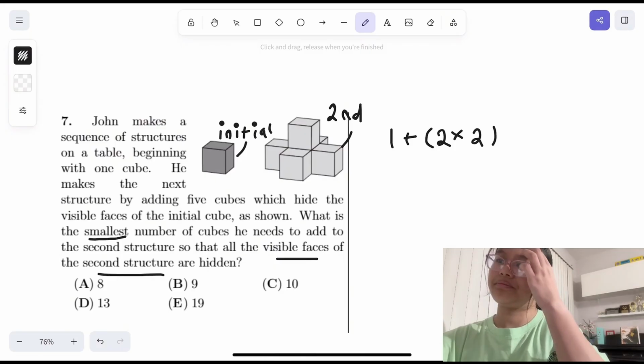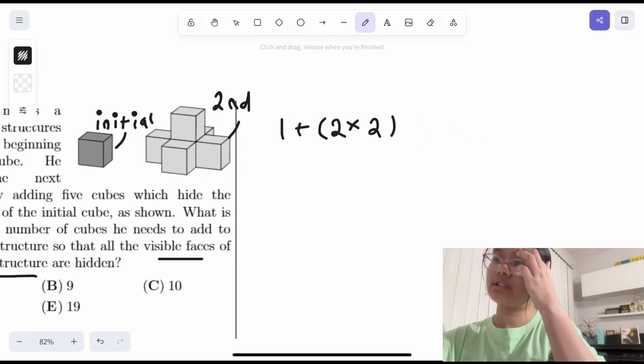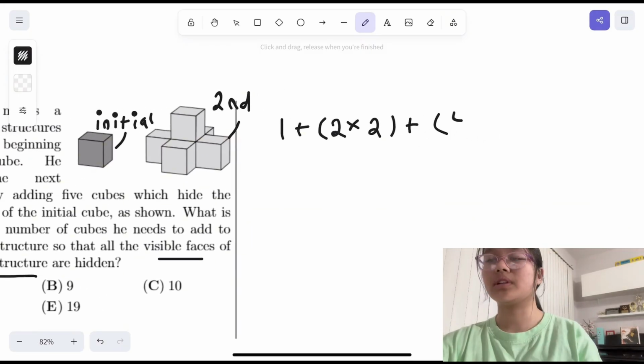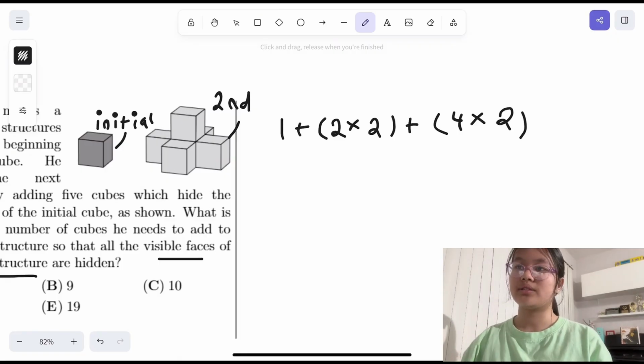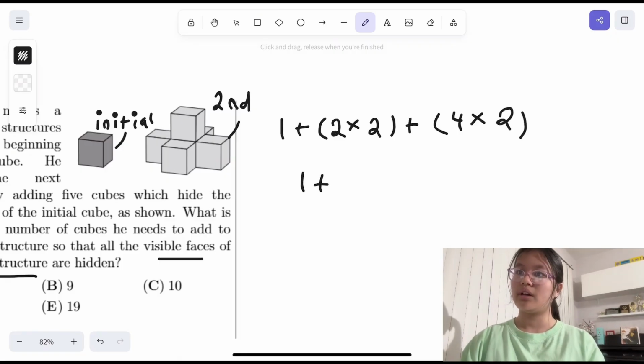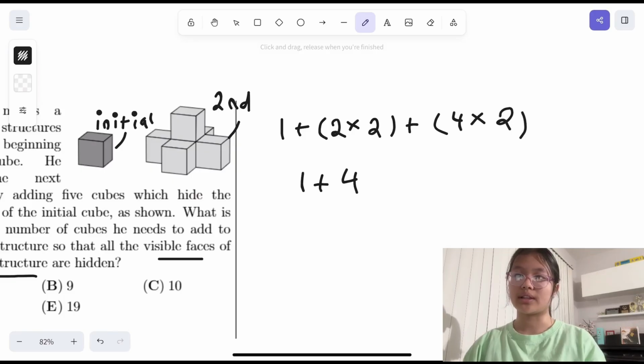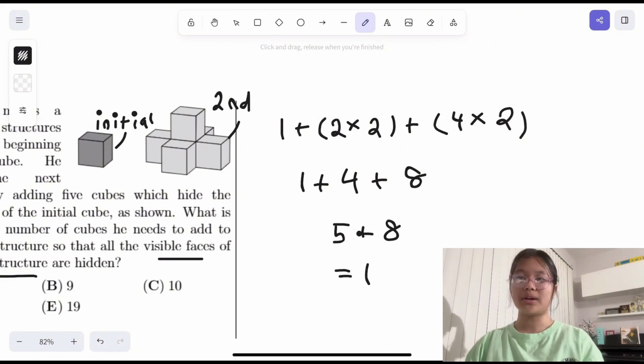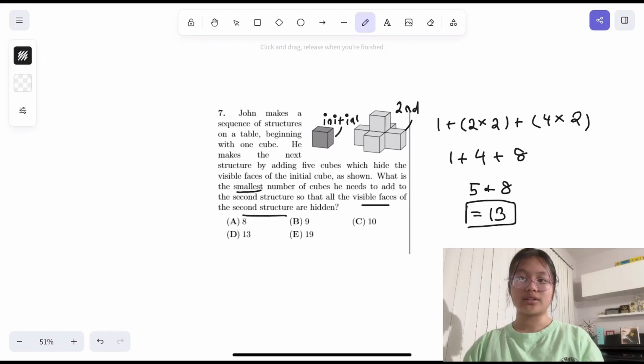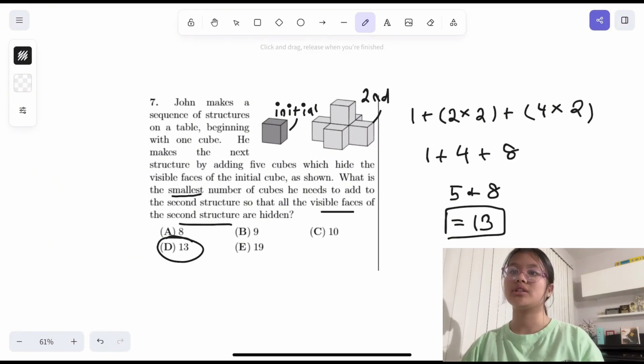And then we are going to add 2 times 2 since we are covering 4 from the bottom. And then we're going to cover 8 cubes on the level of the table. And to do that, each cube has to have 2 rotations of the initial cube. So 4 times 2, that's how we get there. So now we do 1 plus 4 plus 8. So then it becomes 5 plus 8, which equals 13. So our answer is 13, which is D.